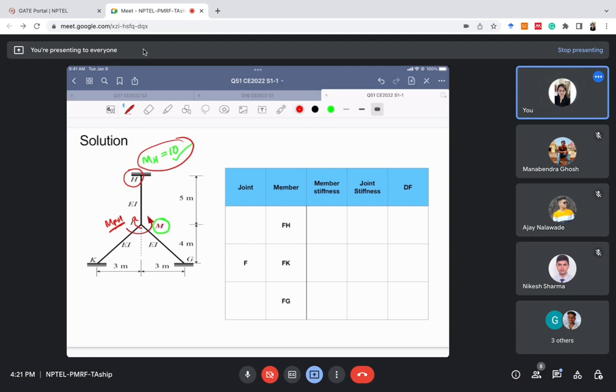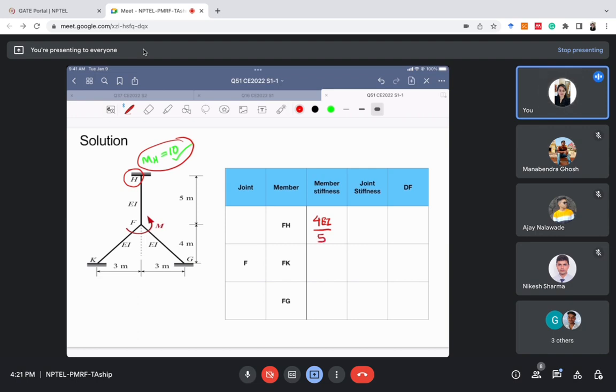Now for member FH, what is the value of member stiffness? For member FH, the far end is fixed. So the member stiffness will be 4EI by L. And what is the length of member FH? Length of member FH is 5.